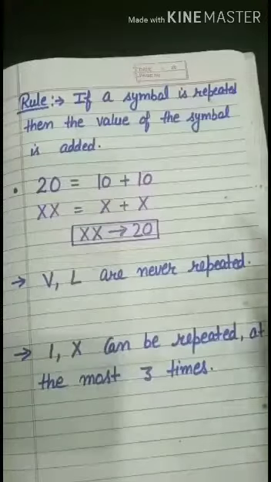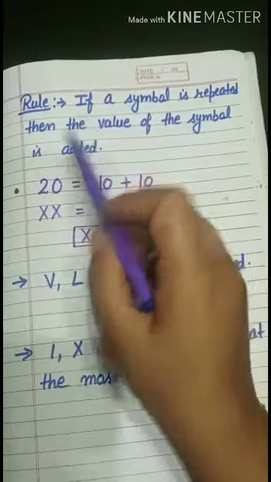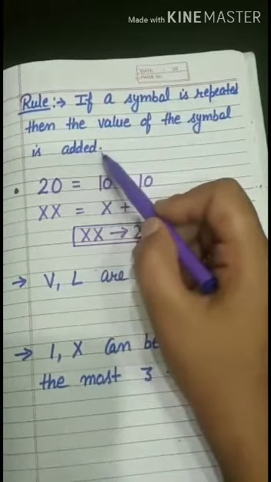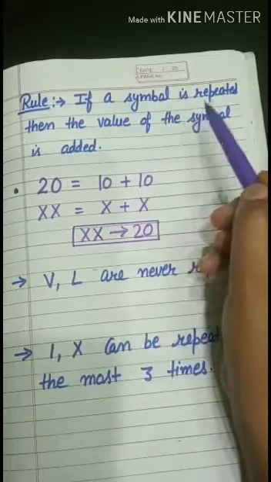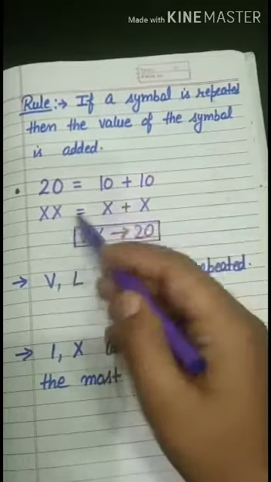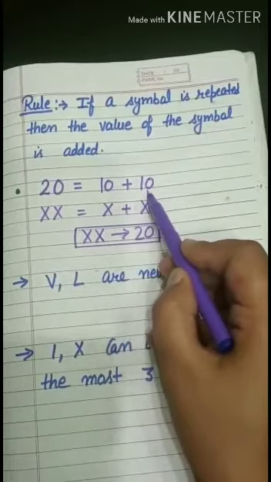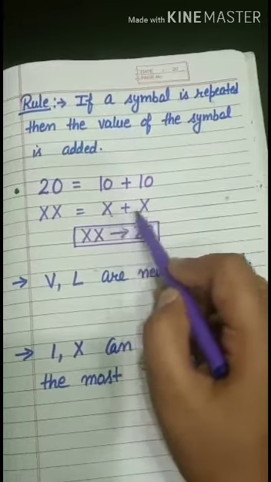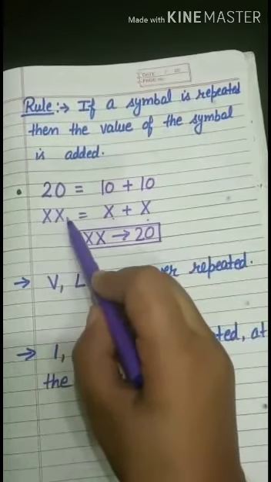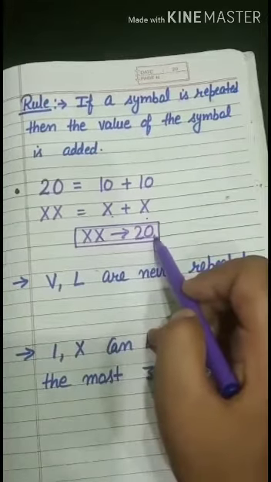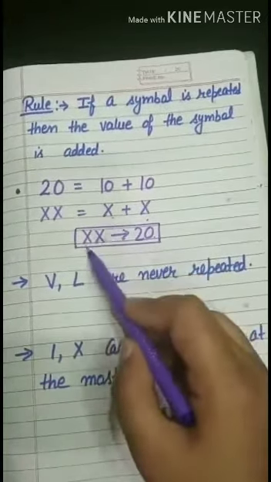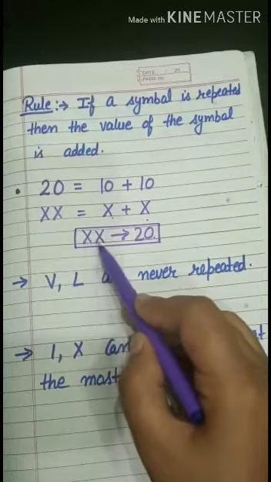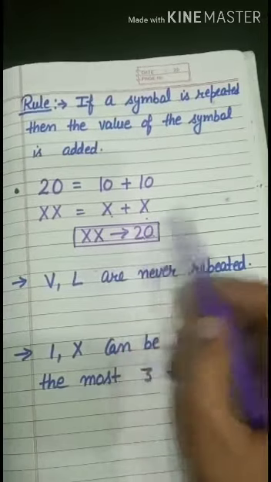Clear? For writing 20, we have to read a rule first. That if a symbol is repeated, then the value of the symbol is added. If any symbol is repeated more than once, its value gets added. Look here. 20 can be written as 10 plus 10. For 10, we use the symbol X. Here also X. Here what happens to both symbols? They are added. So we can write it as XX. Both symbols are repeated here, so their values get added. X plus X, that is 10 plus 10, 20. So XX stands for 20.